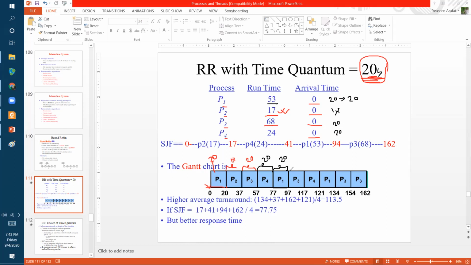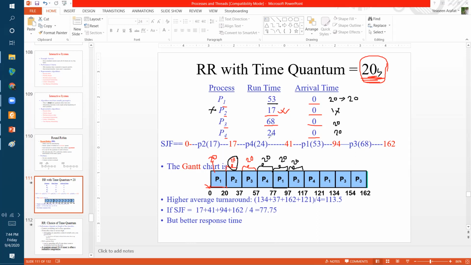P3 will get the chance again at 97 seconds, because P2 has finished its job. So at the 97th second, P3 gets the CPU from the scheduler because P2 has done its job already. So P3 will work again 20 seconds and end by 117.